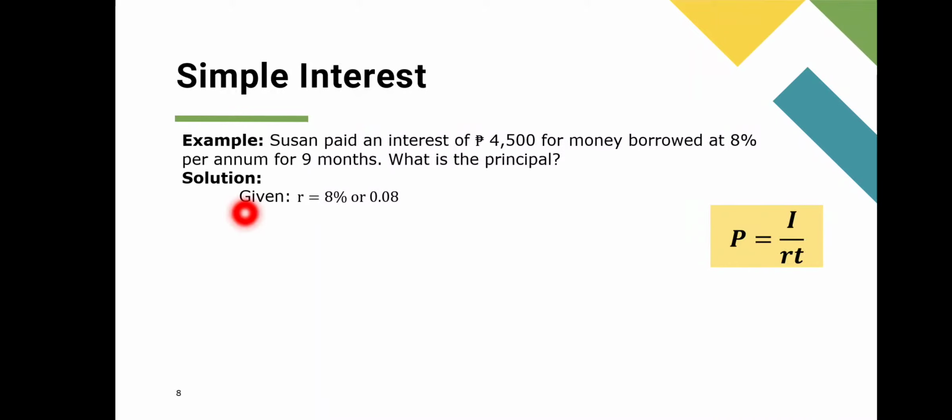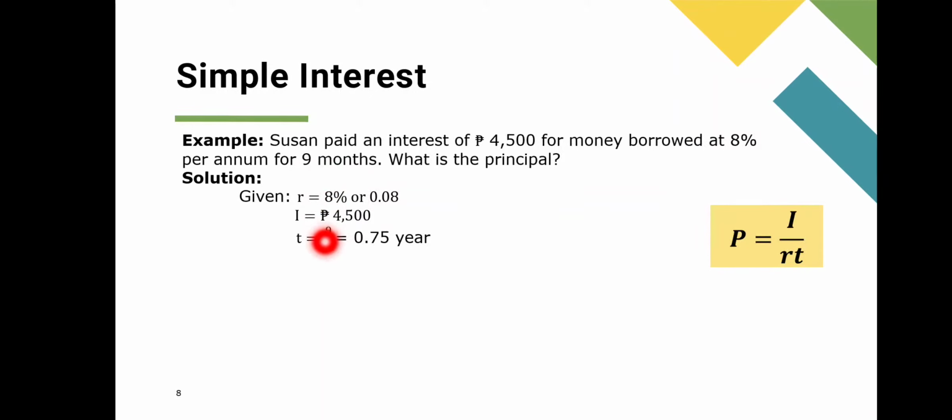We know that the rate is 8% or 0.08 based on our problem. We have here 8 per annum. Per annum means yearly. Next, we know that the interest is 4,500 pesos. Then, we also know that the time is 9 months. Again, if the time is not given in years, we simply divide it by 12.